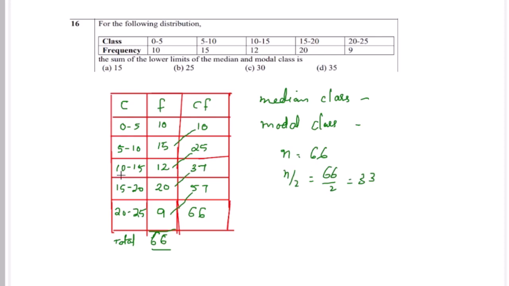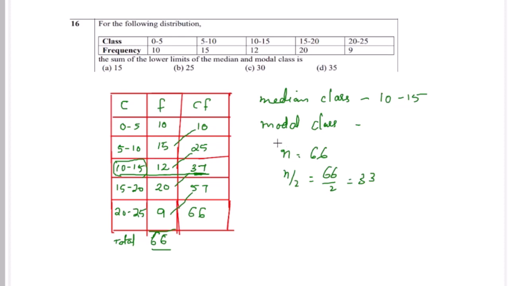33 is here only. This is 37, right? So 33 is included in this class, that is, the median class is 10 to 15. So we can write the median class as 10 to 15. This is the median class, 10 to 15.